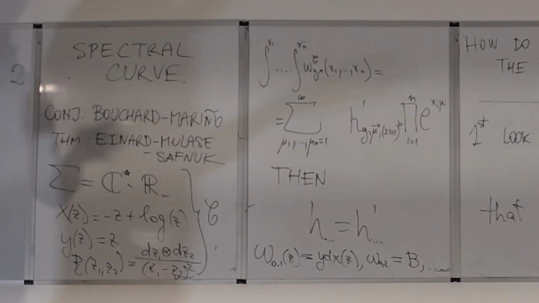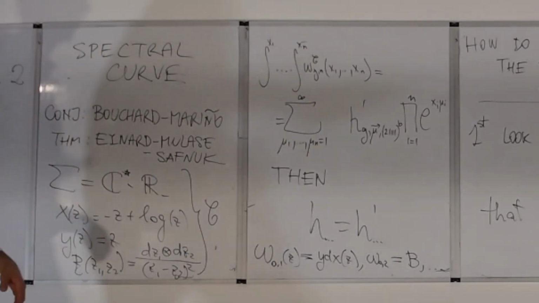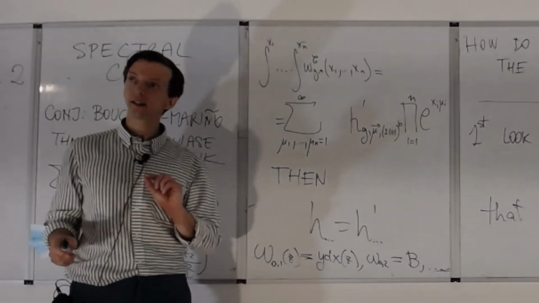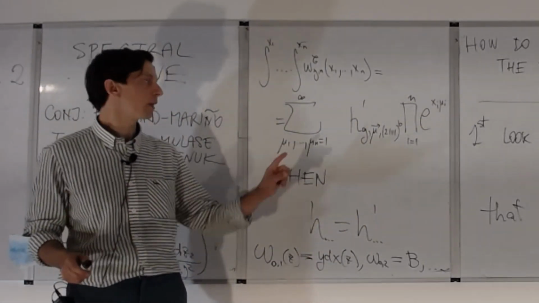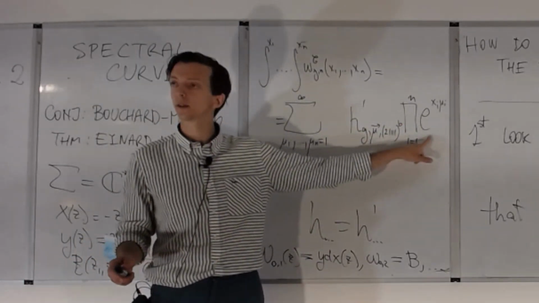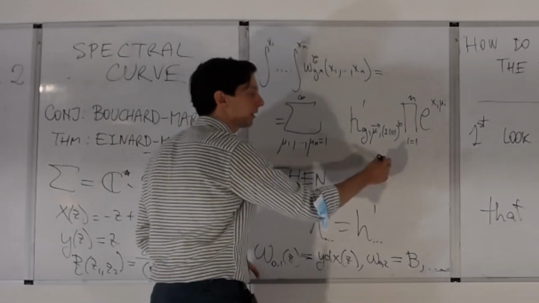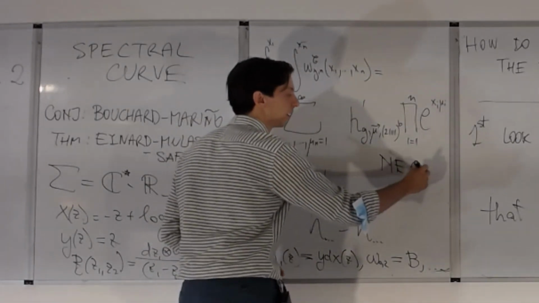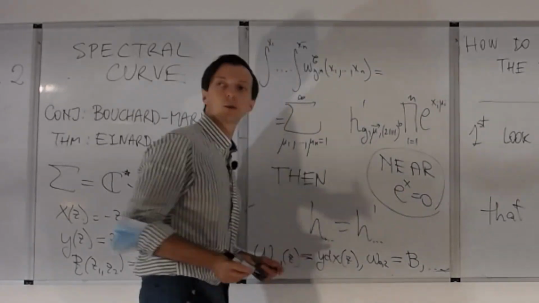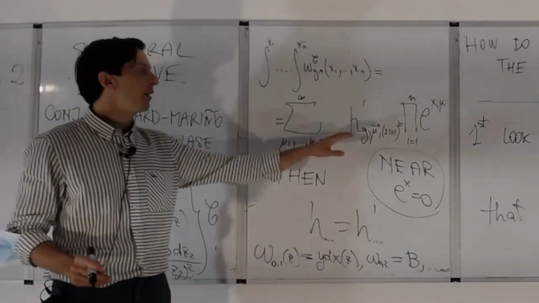Then you stare at these omega g,n. And the suggestion is to expand them in a particular way, not in any way, but in a particular way. You expand them near exponent of x equal to 0. Why would you do it? Because it works. You find some numbers.